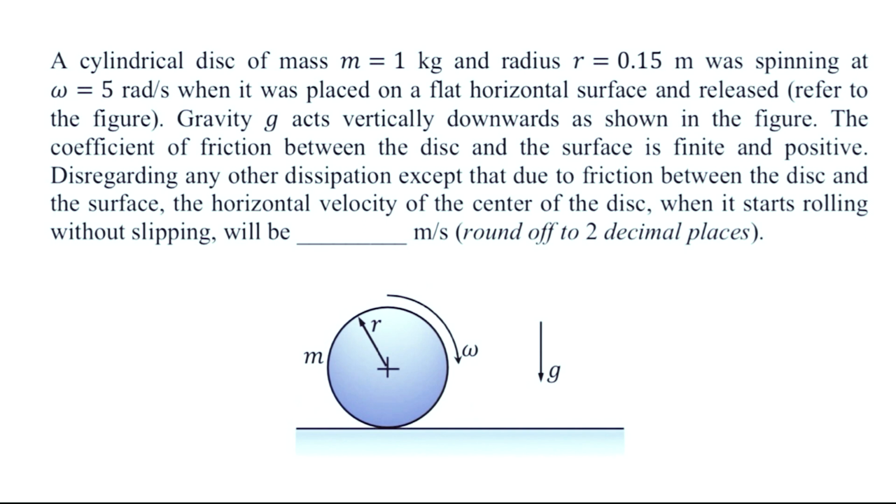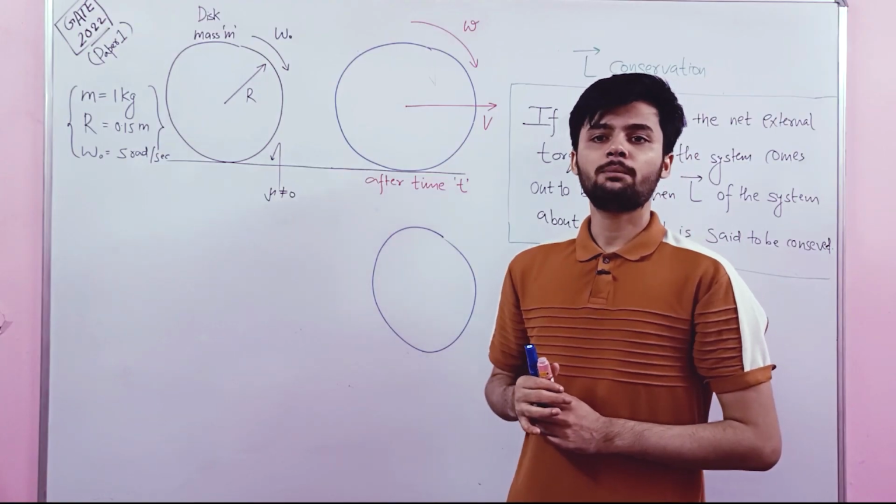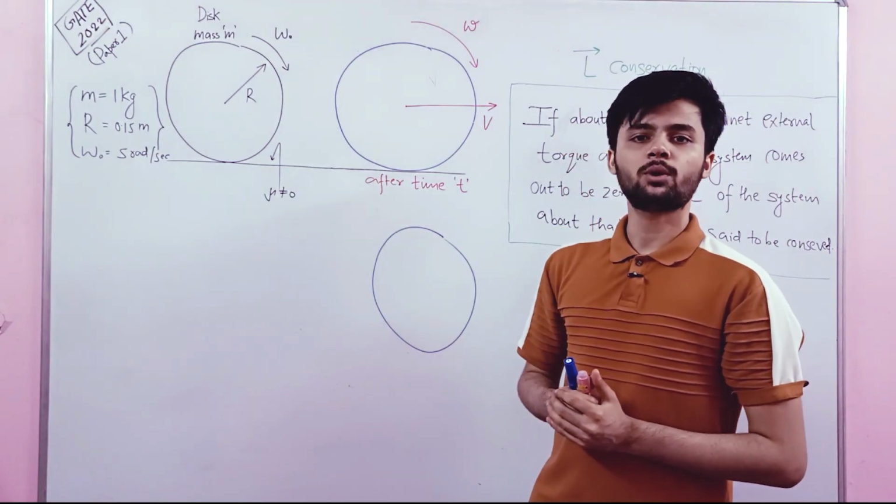The numerical values of initial angular velocity, mass of the disk and the radius of the disk are given in the problem. So I would request you to try the question first by yourself. Pause the video now and try it yourself. So let us talk about the solution of the problem.